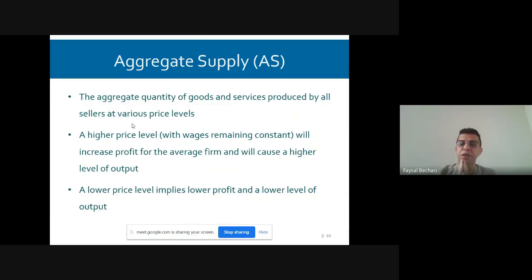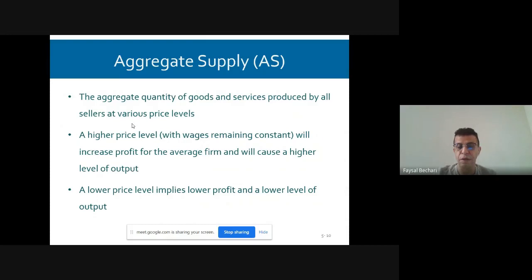Now, let's talk about aggregate supply. Aggregate supply means the aggregate quantity of goods and services produced by all sellers at the various price levels. So at price X, all the suppliers together produce, for example, 10 units. At price Y, all the suppliers produce 50 units. So the whole thing is what you call aggregate supply.